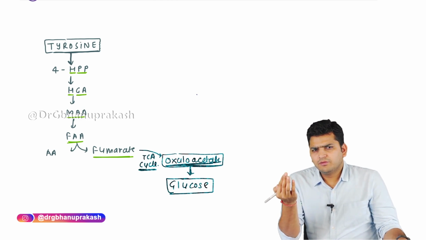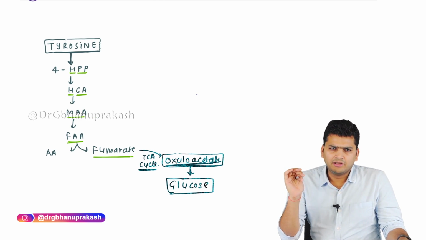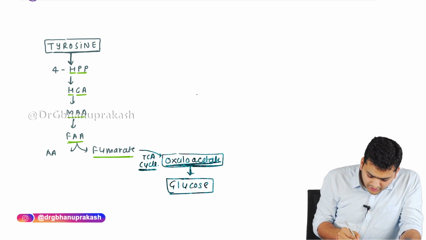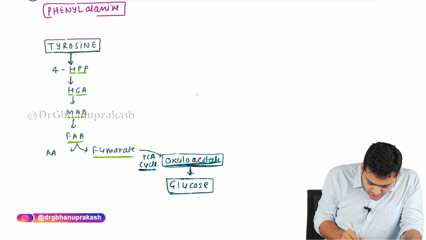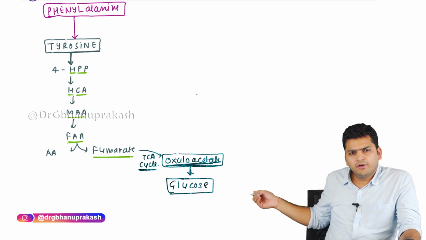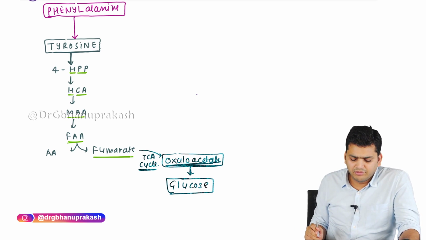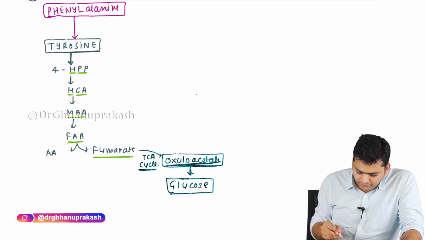In the session of tyrosine, we discussed that tyrosine is a non-essential amino acid. The reason it is non-essential is that it can be synthesized from an amino acid with the name phenylalanine. So if I want to make glucose from phenylalanine, is it possible? Yes, it is possible. Phenylalanine can convert into tyrosine, and tyrosine can convert into fumarate, oxaloacetate and glucose. This can be done. It is easy and straightforward.